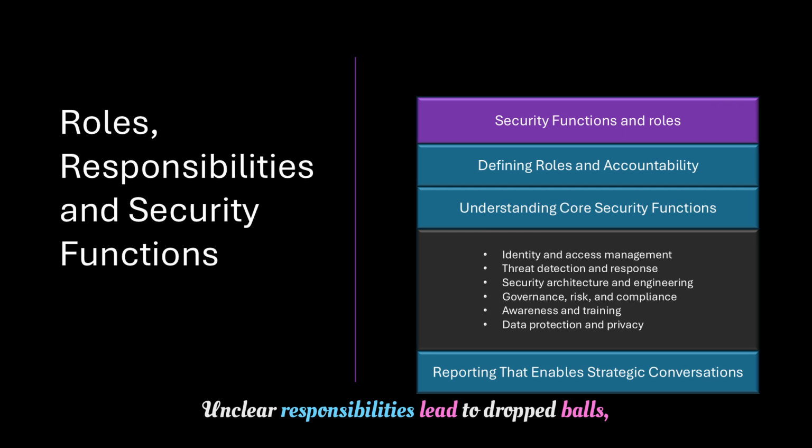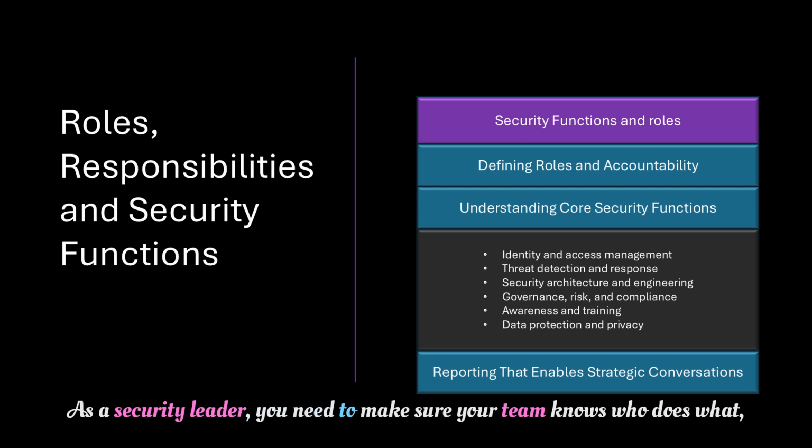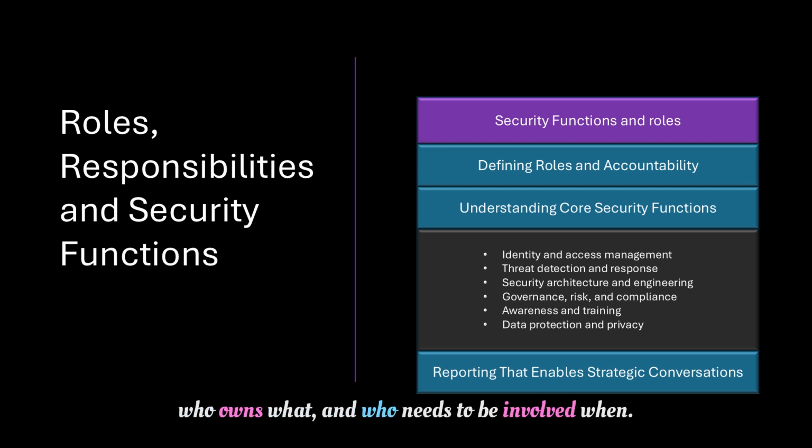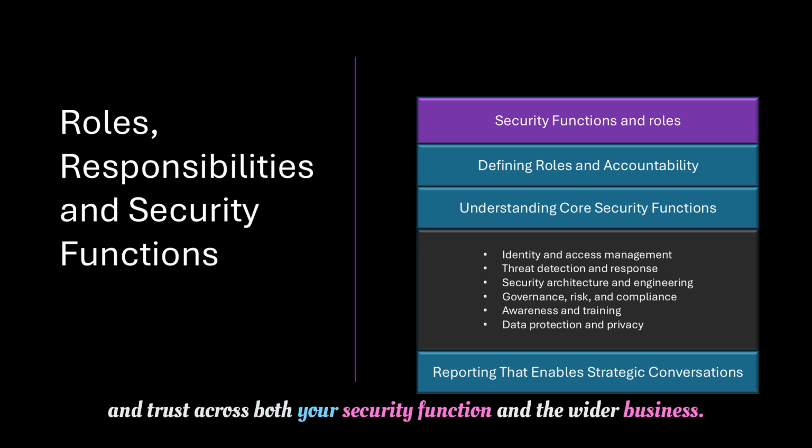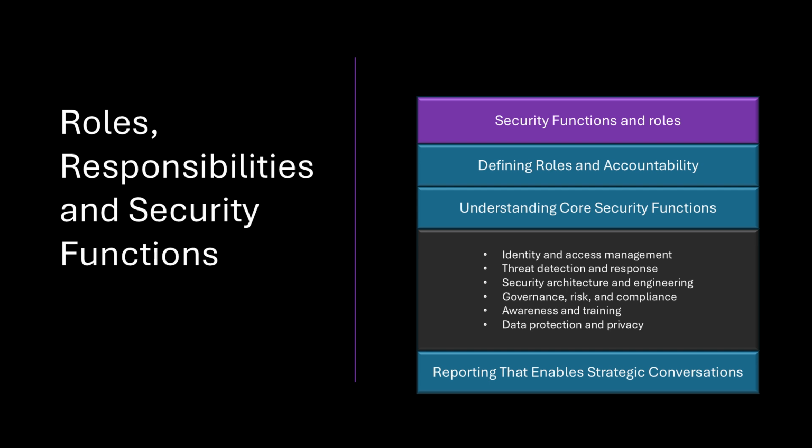Unclear responsibilities lead to dropped balls, duplicated efforts, and misaligned expectations, especially in complex or growing organizations. As a security leader, you need to make sure your team knows who does what, who owns what, and who needs to be involved when. This clarity drives efficiency, accountability, and trust across both your security function and the wider business.